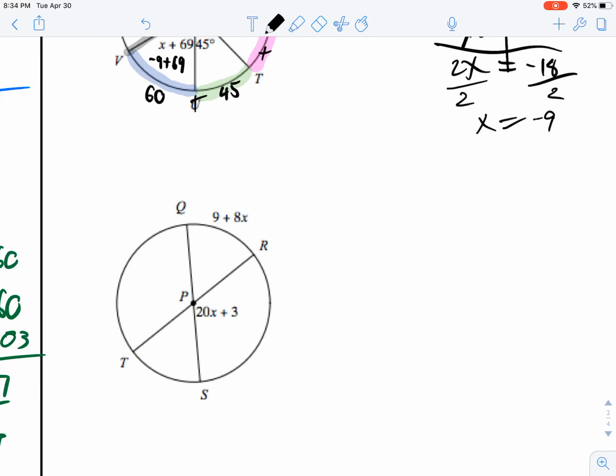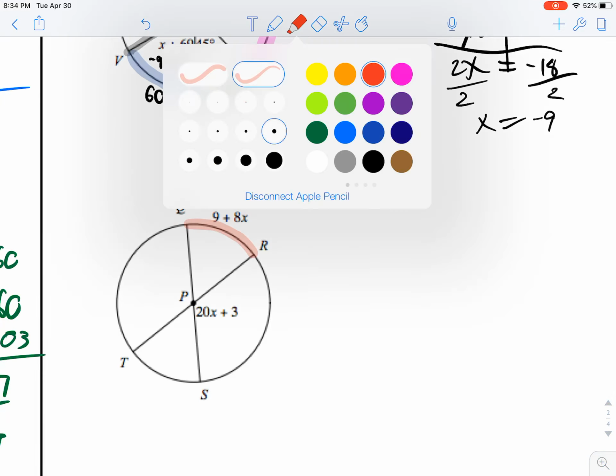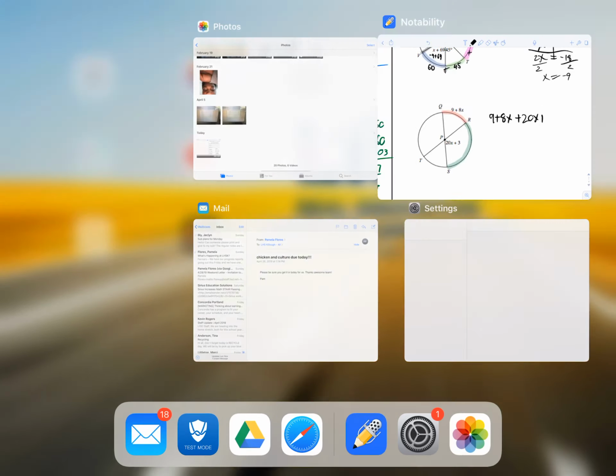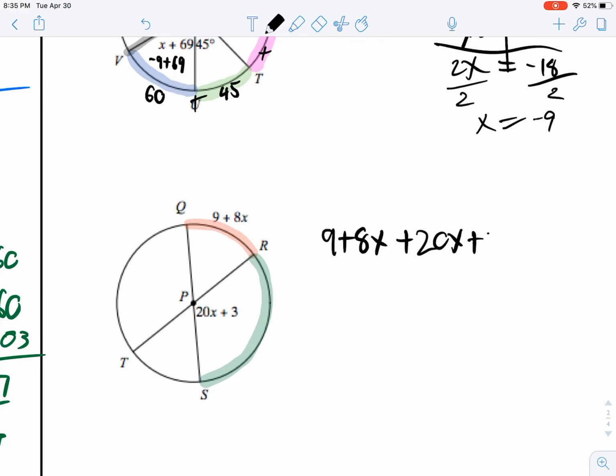Okay, alright, so let's look down here. We got this last example. I have one arc right here, and then I got another arc right here. Well, I notice that it makes a half circle again. So I'm going to have 9 plus 8x plus 20x plus 3 equals 180 degrees. Okay, I can put things together. I can put that 9 next to that 3, and I get 12.